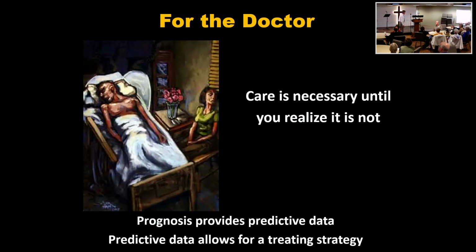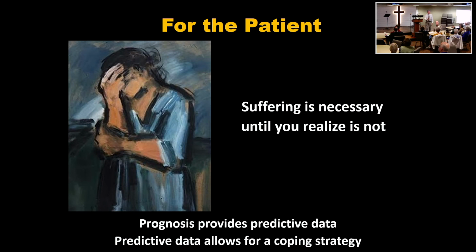So, for a doctor, care is necessarily as long as you realize until it's not. So a prognosis gives me predictive data. The predictive data says, this isn't going to work. I stop treating. If it says it should work, I continue treating. That's my prognosis. But the patient uses the prognosis a different way.